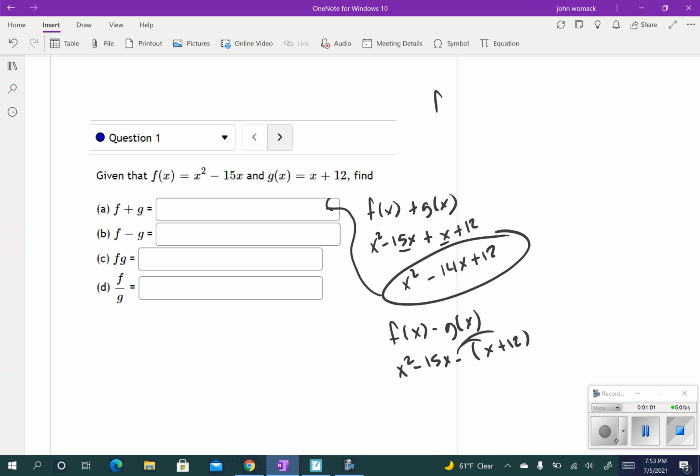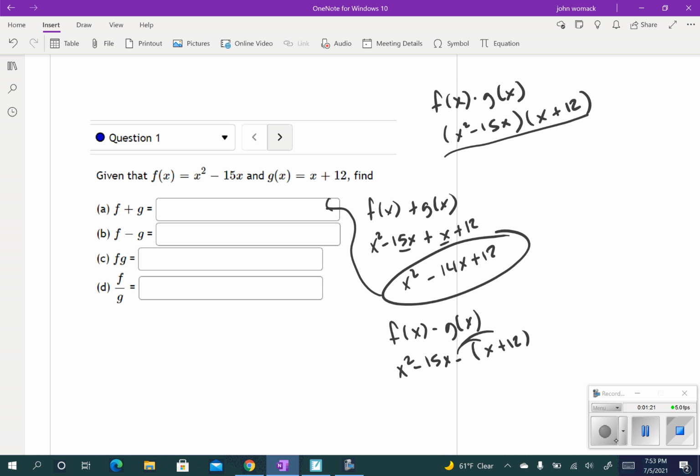So when I go f of x times g of x, x squared minus 15x times x plus 12. This is just a screenshot of the assignment. I don't have it open in front of me. But if it doesn't say to simplify it, we probably are fine just leaving the answer like that.